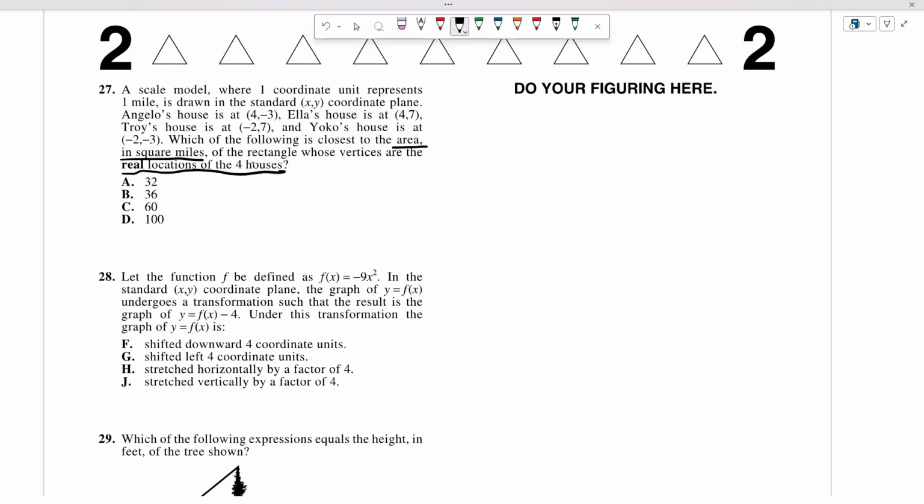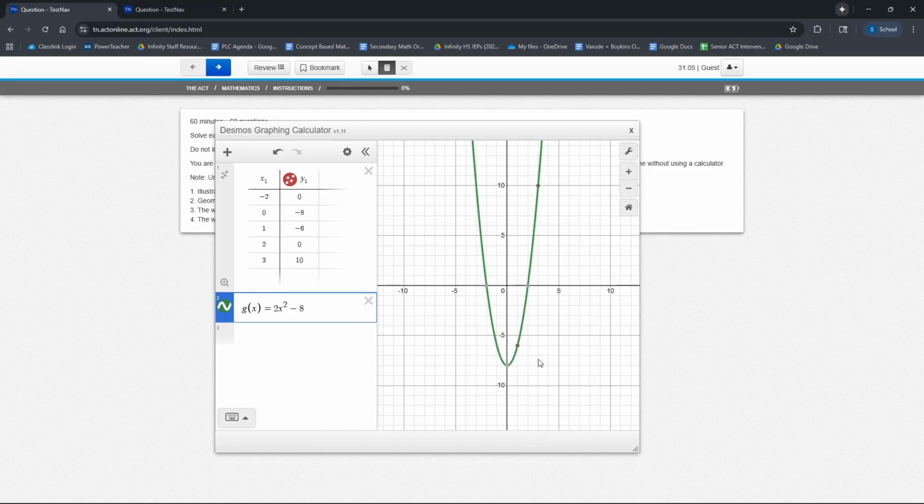This might seem like a complicated problem because there's so much text, but all this is really saying is if you plot these points, you can find the area in units, and then it says 1 unit is 1 mile, which is great. Okay, you can either visualize this on your own and figure out what each side of your rectangle is going to be, or you can plot this in Desmos. Either way helps. I'm going to plot it first.